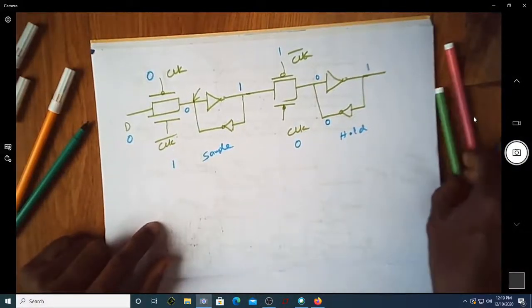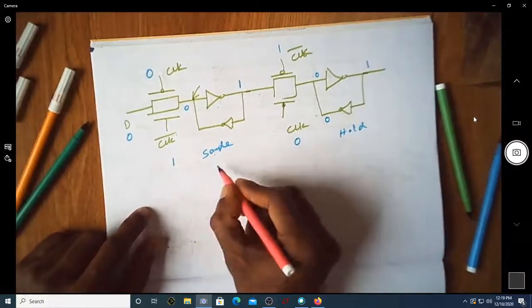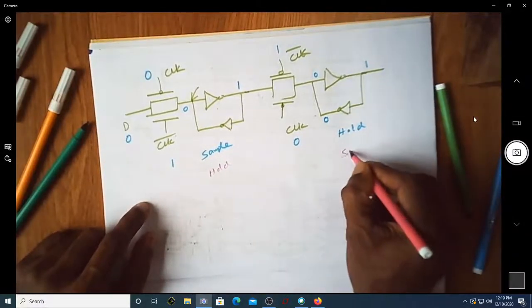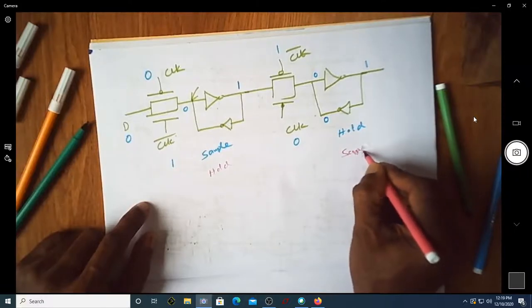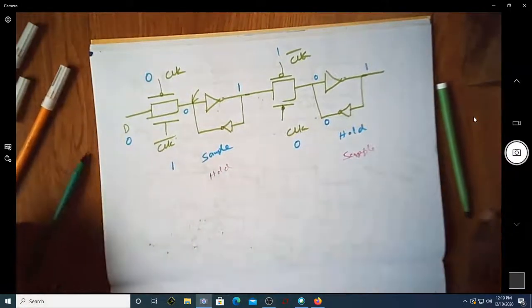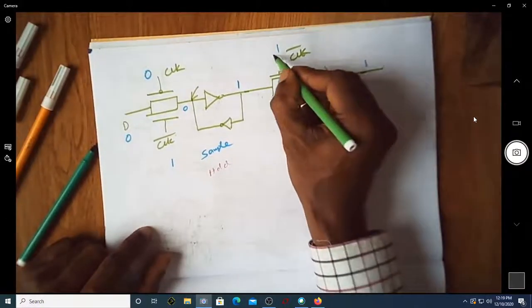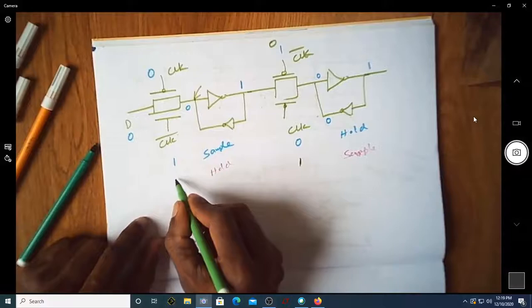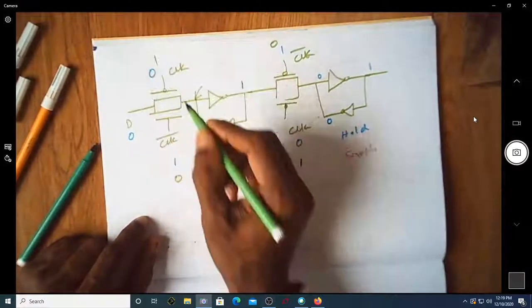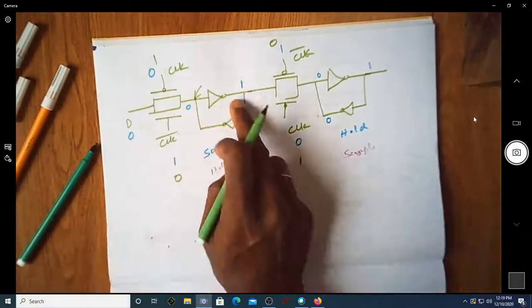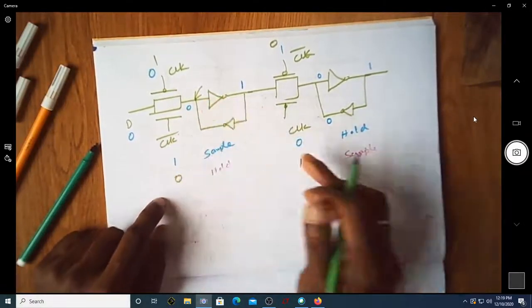Assume that this role changes. So assume that this goes to hold mode and this goes to sample mode. When does this go to sample mode? For this to go to sample mode, this has to become 1 and this has to become 0. And of course this is 0, this is 1. When it is 0 it is off, when it is 1 this is off. This should go to hold mode.